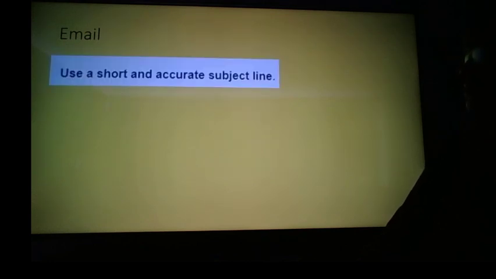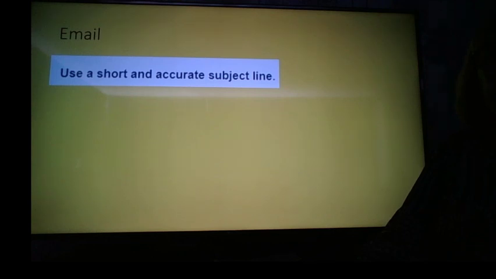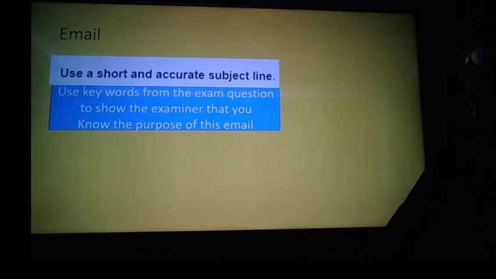So you need to use a short and accurate subject line. If you're doing entry level 3 functional skills, you get a mark for writing what the subject is. So make sure you do put that in. It gives you an extra mark. And use keywords from the exam question, because the examiner looks at your subject and this means what's the purpose? Why are you writing it? So the words they're going to be looking for are to do with purpose.